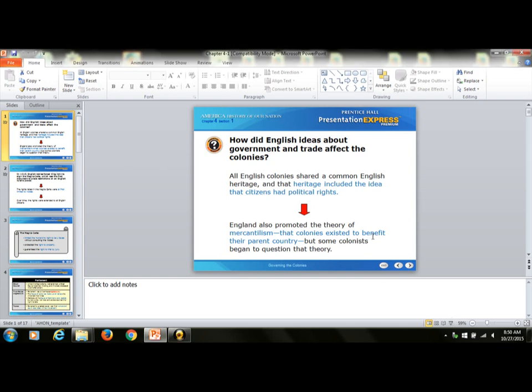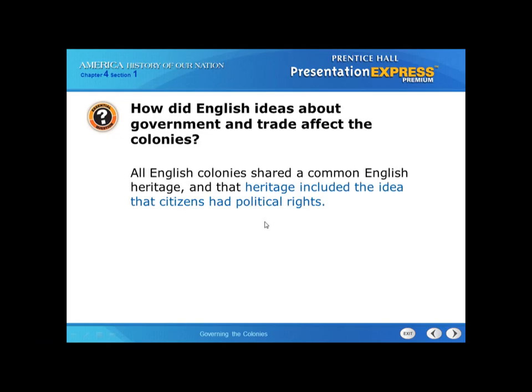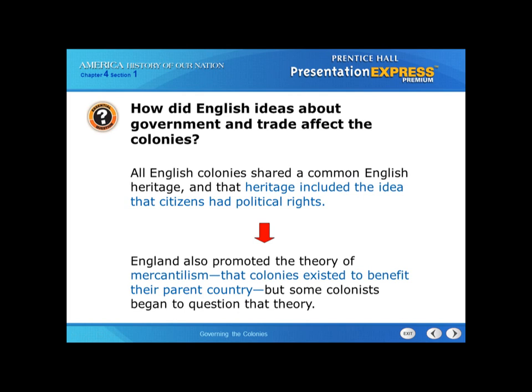Okay, how did English ideas about government and trade affect the colonies? All English colonies shared a common English heritage, and that heritage included the idea that citizens had political rights. England also promoted the theory of mercantilism, that colonies existed to benefit their parent country, but some colonists began to question that theory. So think about the project that we worked on, mercantilism.